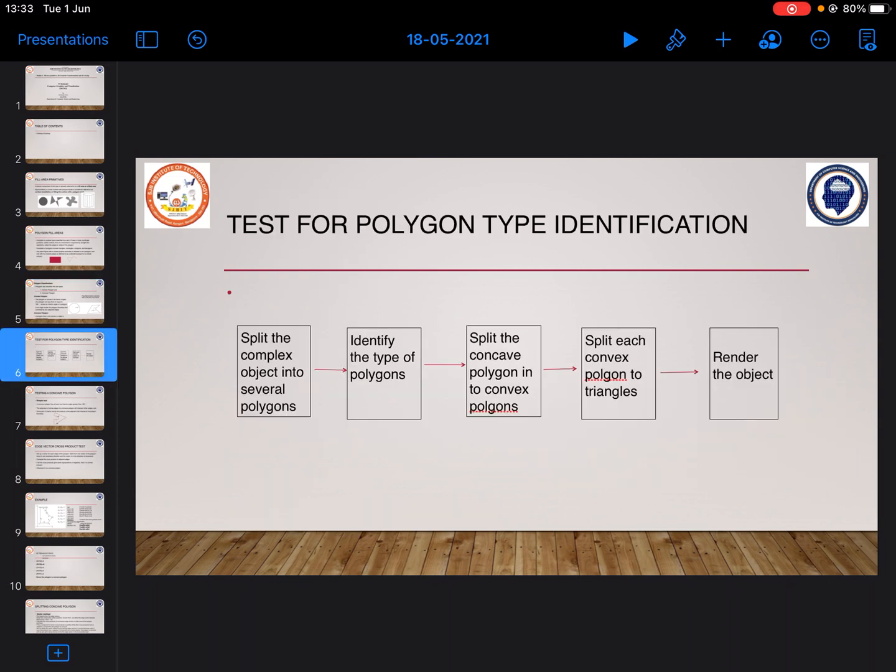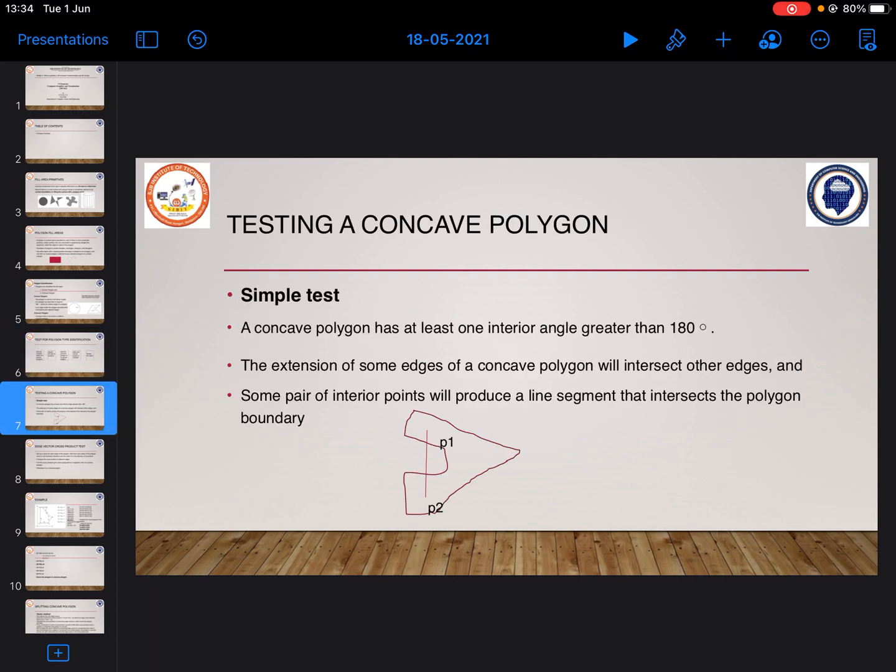Next is how to test what type of polygon it is. To test the type of a polygon, we have several steps. First, assume that we have one complex object that we need to divide into several polygons, and then identify whether each is convex or concave. If it is concave, we need to split that concave polygon into convex polygons. Then, if it is convex, we split it into triangles, and finally we render the object.